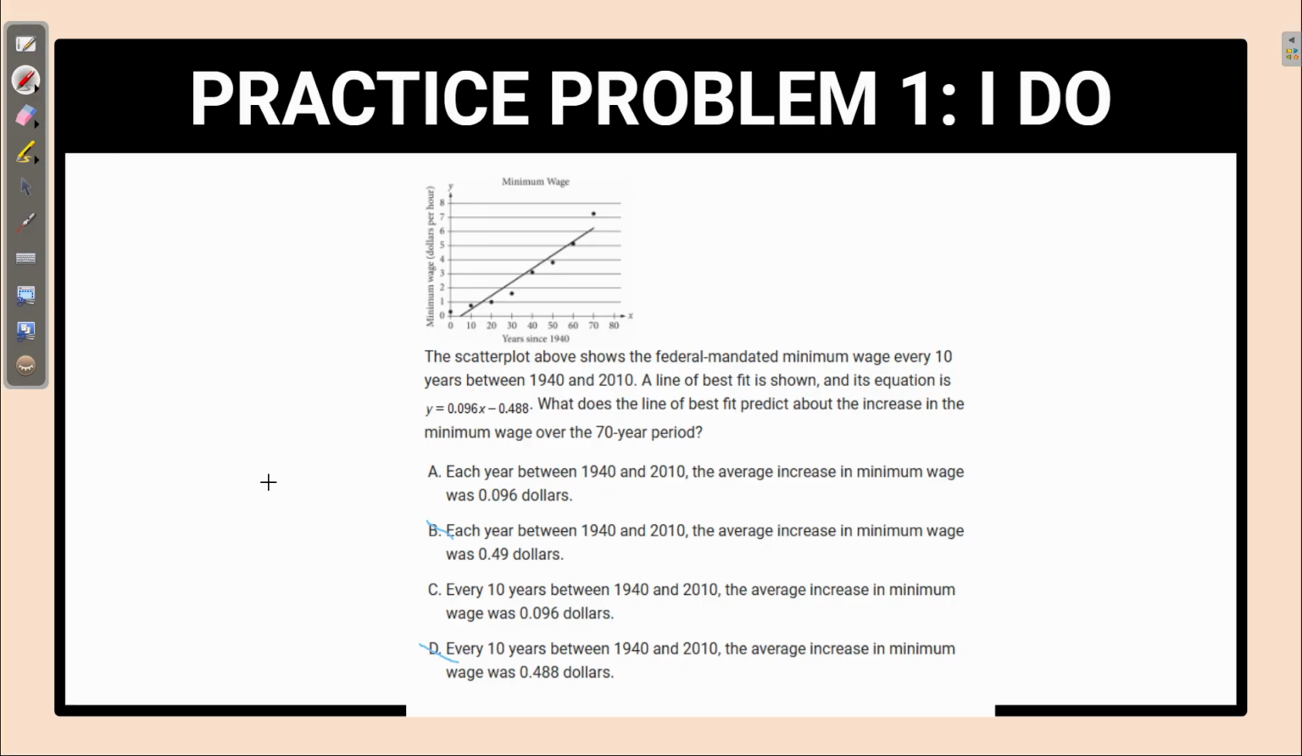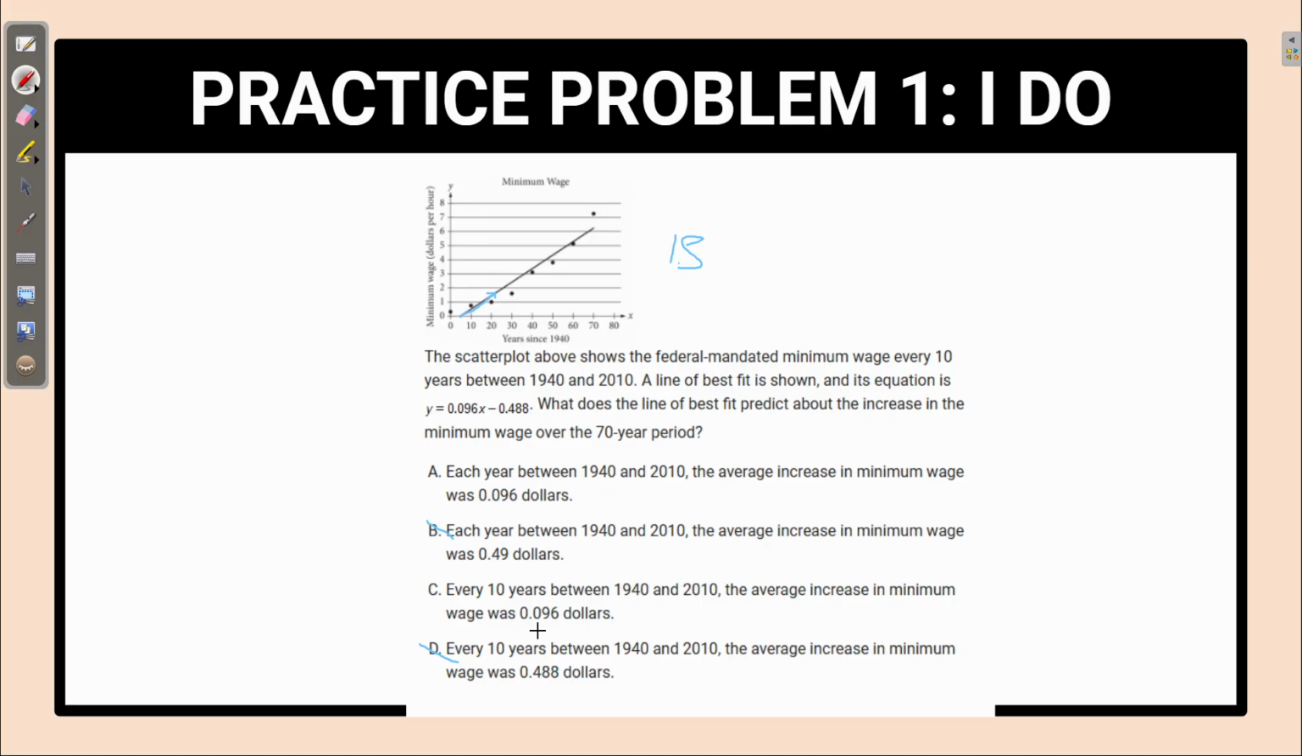And then what it's really testing us for is, do we know the difference between a and c? Well, with A, it's saying each year the average increase is basically $0.1, and with C, every 10 years the average increase was $0.1. Well, if we look at the graph, we can see that after like 15 years, the value is around $1.5 per hour.